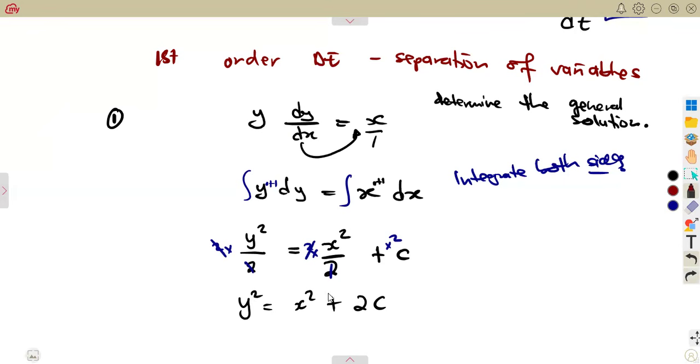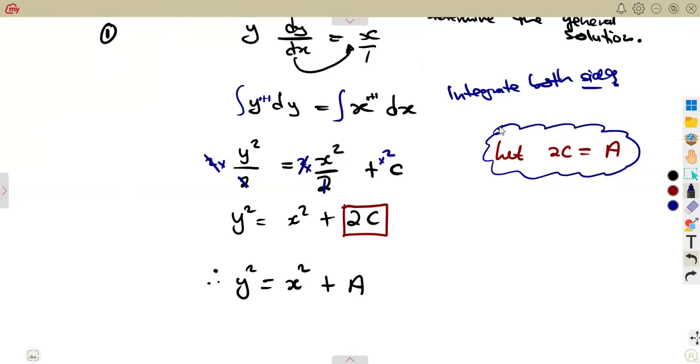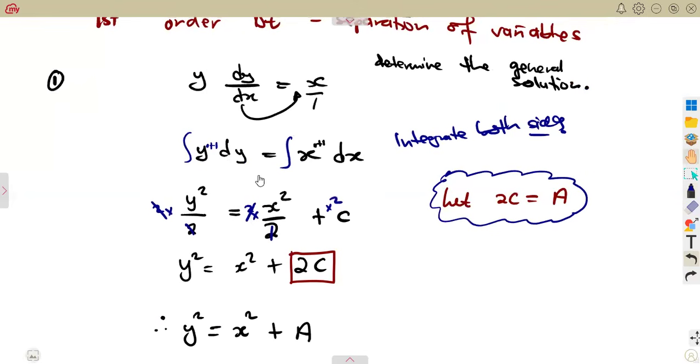So you can also introduce this constant to be represented with a. You can just let this constant, which is 2c, be equal to a. So if 2c is equal to a, it means I can just represent this with the constant a. Therefore, we can have this as y squared is equal to x squared plus a, which is just a constant like that. Remembering that wherever we have this a, we are going to substitute with 2c, or we are going to find c depending on what you're given later on. But on just separation of variables, that is what you need. So this is just a basic.